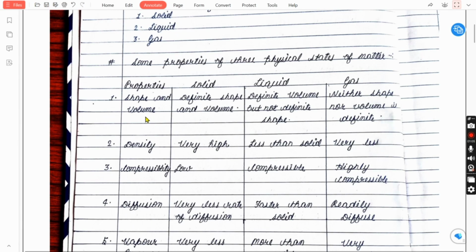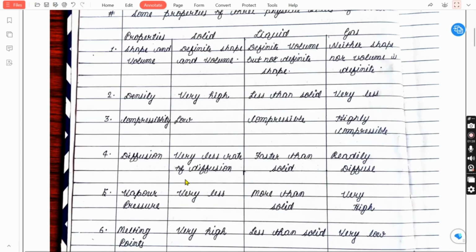If you can see here, shape wise we have shapes and volumes. Solids have a definite volume and shape, liquids have a definite volume but not a definite shape, while gas have neither. Similarly, density is very high for solid, liquid is a little less than solid, and gas is very much less than solid, the least of all. Then for compressibility, similarly you can see.